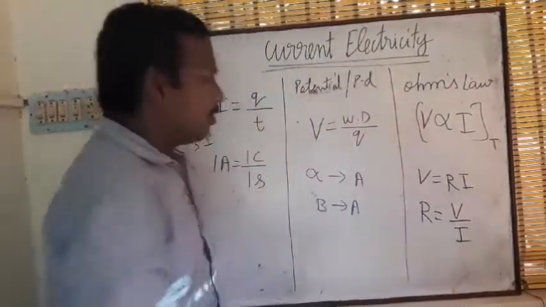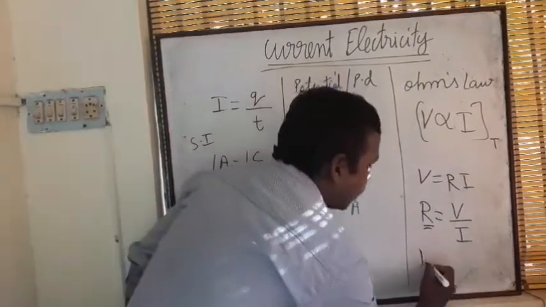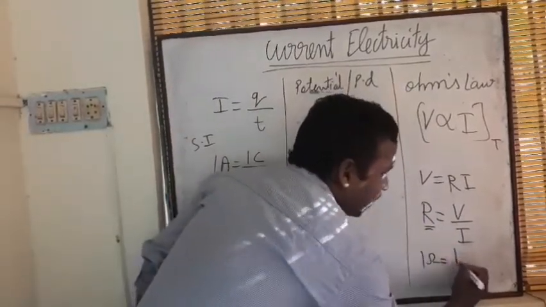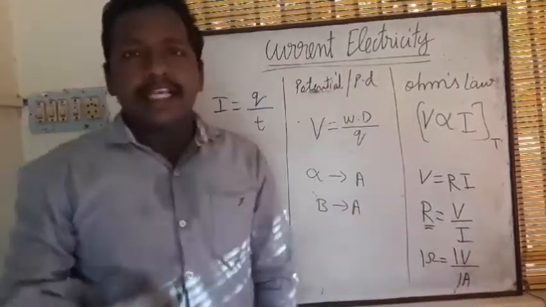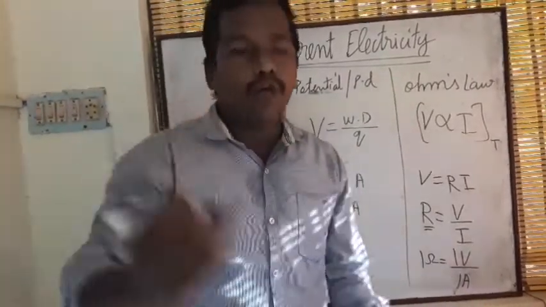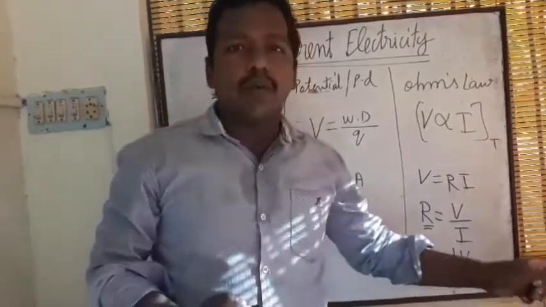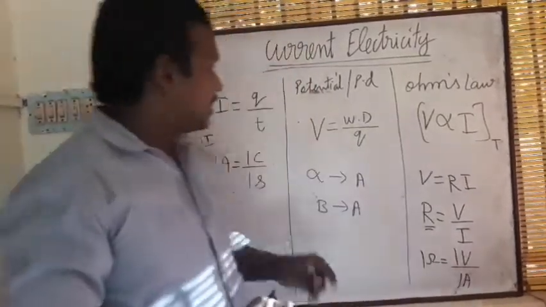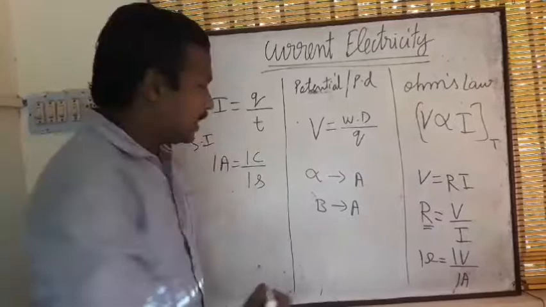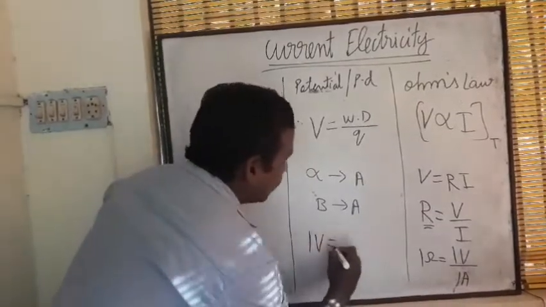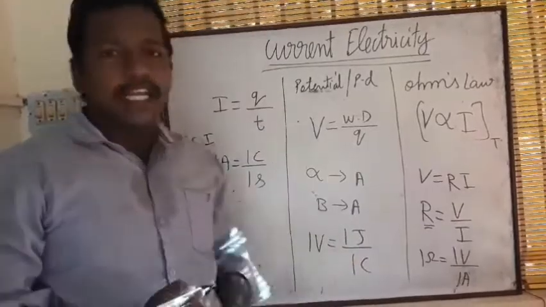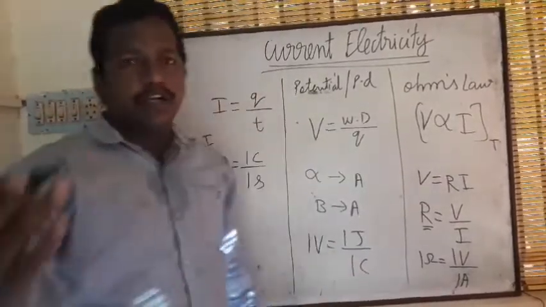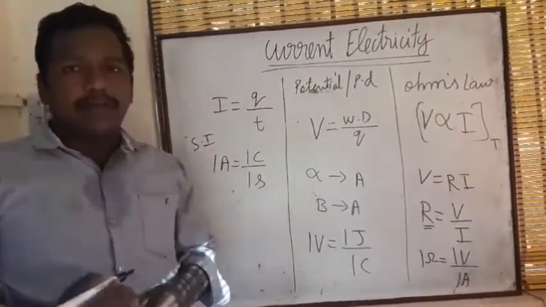As we know, the SI unit of resistance is ohm, of voltage is volt, and of current is ampere. If the exam asks to define 1 ohm, 1 ohm is defined as 1 volt per ampere. Similarly, define 1 volt: 1 volt is equal to 1 joule per 1 coulomb, because work done is energy, whose SI unit is joule, and the SI unit of charge is coulomb.